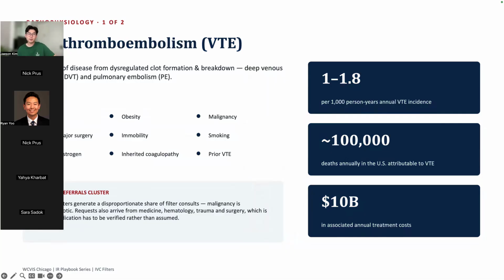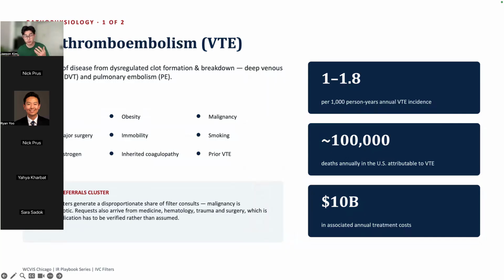Awesome. So let's start with the basic disease, and that's venous thromboembolism or VTE. And it's just a spectrum of the same problem. On one end, you have DVTs or deep vein thrombosis, which is a clot in the deep vein, usually in the leg. And on the other end of the spectrum, you have pulmonary embolism, which is a piece of that clot that breaks off and travels to the lungs.